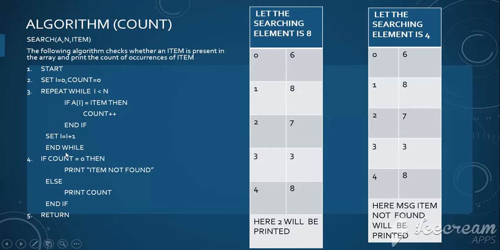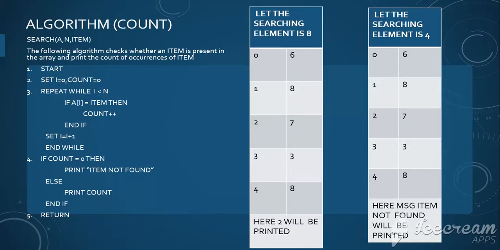The loop gets exited. And here the condition is evaluated: if count is equal to 0. So here the count remains 0 because no condition was true. The count doesn't get incremented to 1 or 2 or any other value. So as the count remains 0, the message will be printed as item not found.